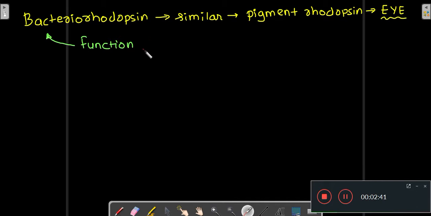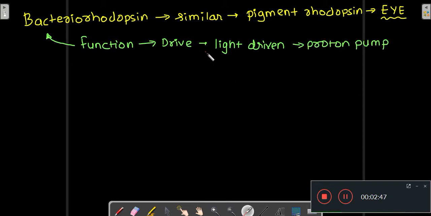Now what is the function of this bacteriorhodopsin? Its function is to drive a light driven proton pump. Bacteriorhodopsin absorbs light and uses that energy to pump protons across the membrane, and an electrochemical gradient is generated which is used for ATP synthesis. That is how some archaea survive, using bacteriorhodopsin instead of chlorophyll.